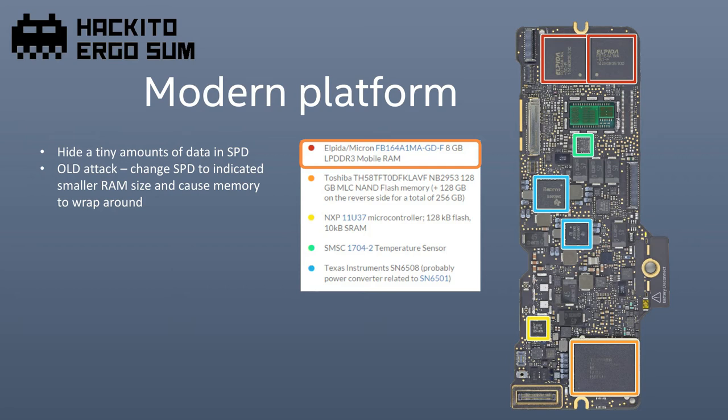So let's see, 8 gigs of RAM. Why do we care about that? RAM usually has an SPD chip. It's a small EEPROM that holds a few kilobytes of flash that tells the host computer, I am X amount of gigabytes manufactured by this manufacturer, and the BIOS sees it, loads it, and categorizes everything. There has been an old attack where you can just change the SPD. If you have 8 gigs of RAM, you modify that little tiny chip's content to say you now have 512 megs, and you get overlapping.